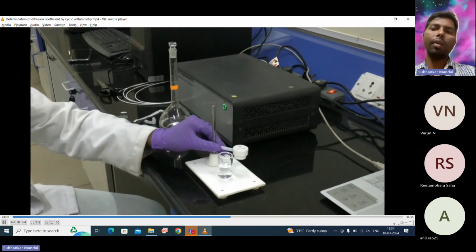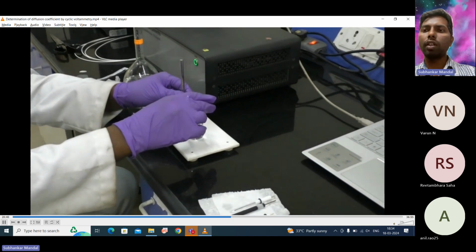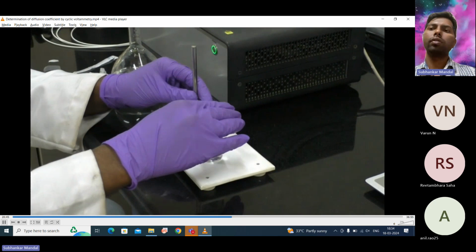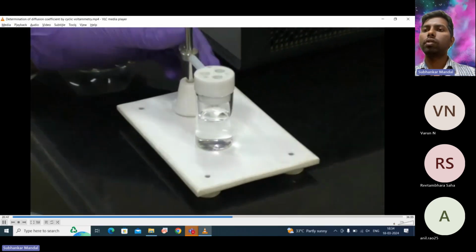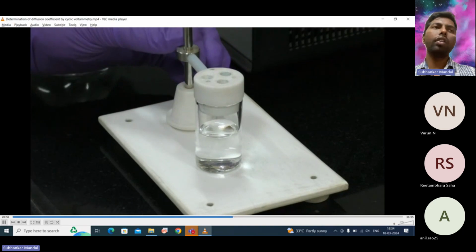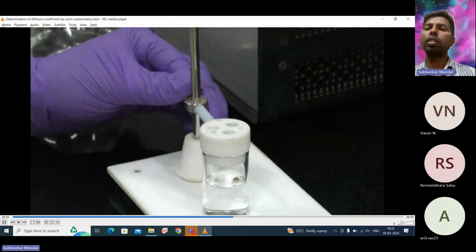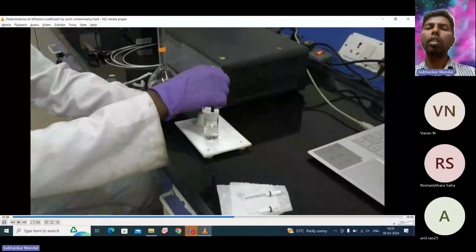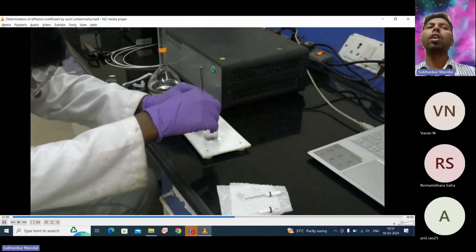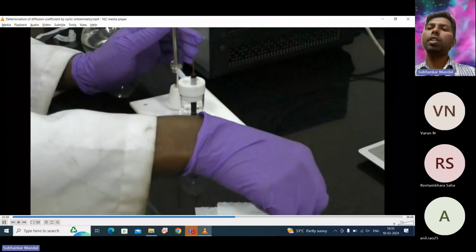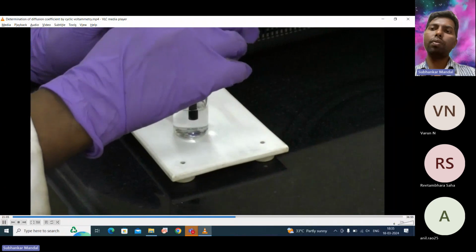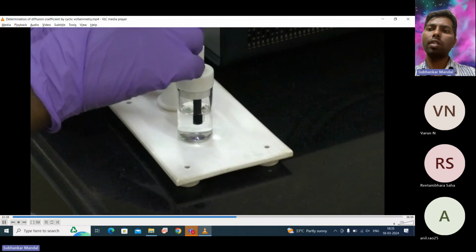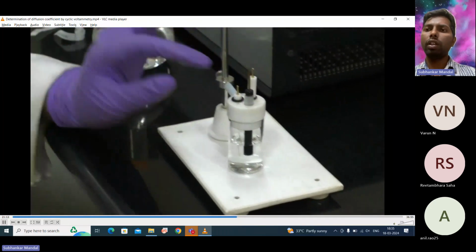So we pour the supporting electrolyte and then tighten the cap, and we tighten the screw so that it cannot move here and there. There should not be any disturbance, because as I mentioned, to minimize the convection current, we should keep the solution in static condition. So we tightened the cell and put in the three electrodes.